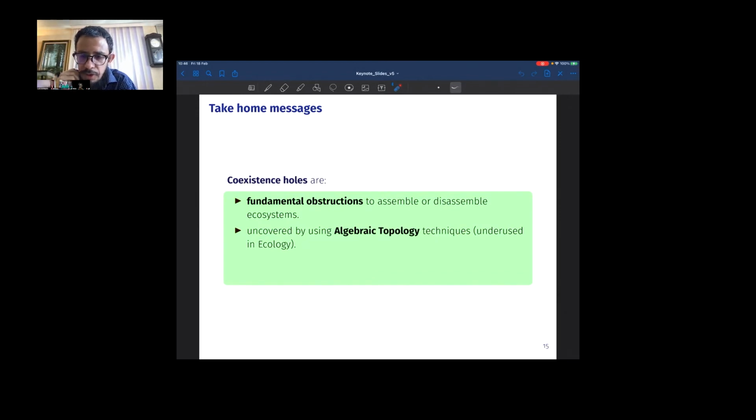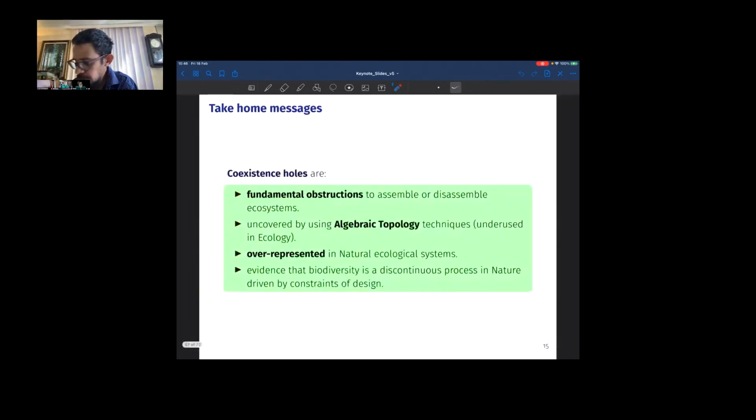Something relevant is the fact that algebraic topology is actually a very underused tool in ecology. And ecology is among the biological sciences probably the science that is most mathematically sophisticated. So this work that I am presenting is probably the first application of algebraic topology to ecology, at least to the best of our knowledge. And what I show you by analyzing experimental systems is that the number of coexistence holes, either of assembly or disassembly, are overrepresented properties of the natural ecological systems that we studied.